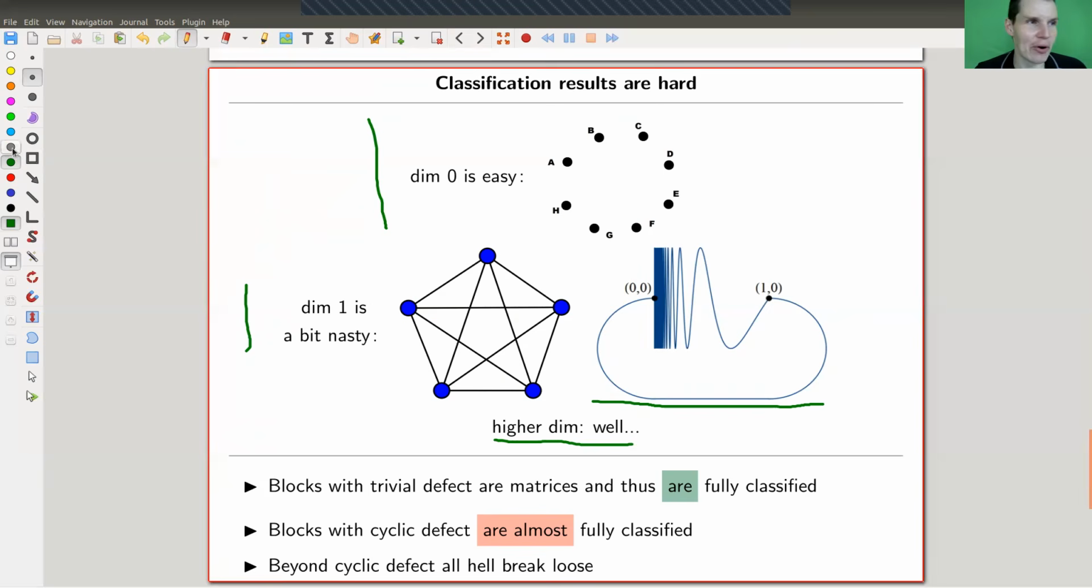And it's very similar for blocks. The blocks with trivial defect are always matrices and are fully classified. So defect 0, or defect group trivial, is easy. And for cyclic defect groups, that's defect 1, you can actually almost classify the blocks. You basically write down a list of potential algebras that you see, and your algebra will be on that list, and the list is finite. It's just a bit hard to decide which algebra you see. And beyond that, I think not really much is known.